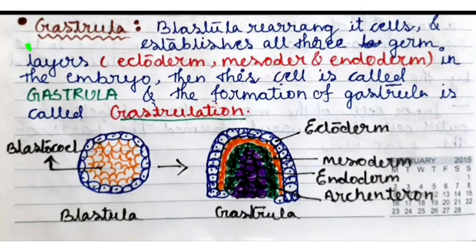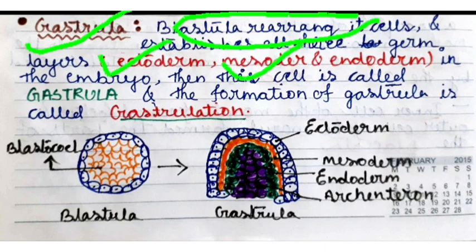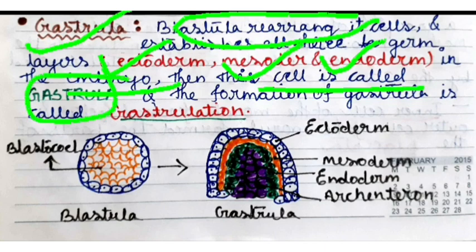The next point is the formation of the gastrula. The cells of the blastula rearrange, and it establishes all three embryonic germ layers in the embryo, that is ectoderm, mesoderm and endoderm. This structure is called the gastrula, and the process of the formation of the gastrula is called gastrulation.